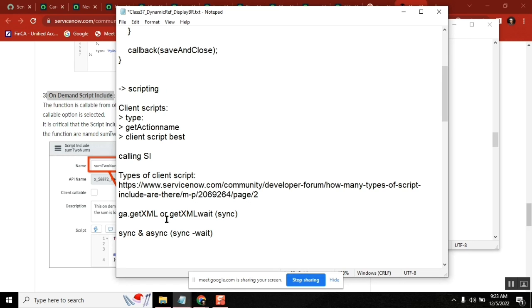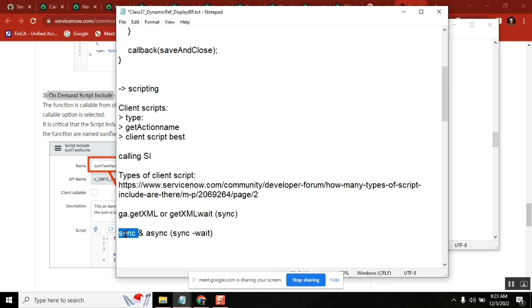So if you want to run that function asynchronously or synchronously, you can make use of these functions. What will the question be? Like, what is the difference between getXML and getXMLWait? The answer is getXMLWait will run synchronously, getXML will run asynchronously. The answer is as simple as possible. And if they want you to explain deeper, then you know how to explain it.